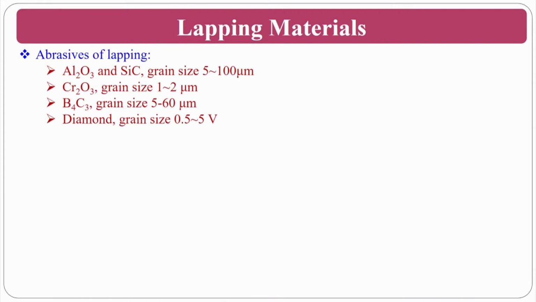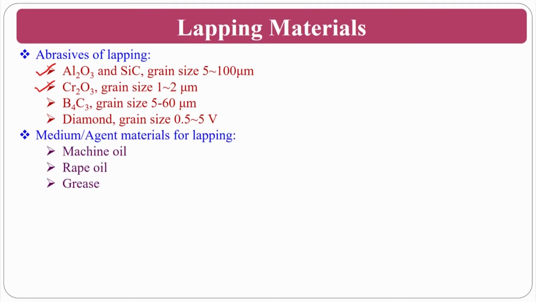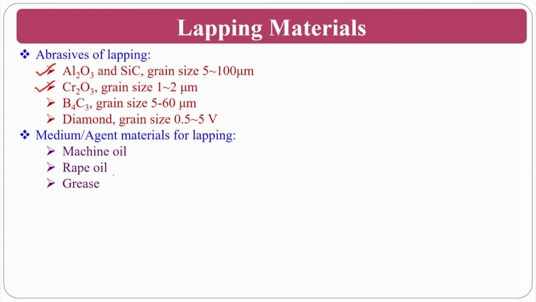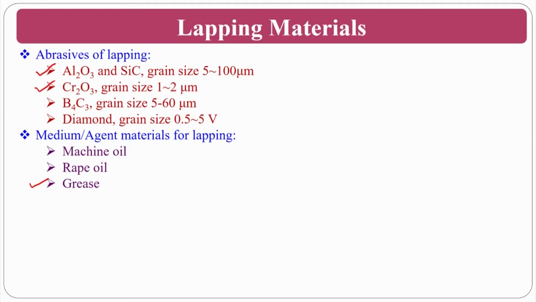So lapping materials: if you see the lapping abrasive types, normally the abrasive types are like alumina, chromium oxide, boron nitride, boron carbide, diamond. These are the commonly used abrasives in the lapping process. The medium, that is the carrier medium, like machining oil, rape oil, grease. Mostly people will use grease if material removal needs to be more. If the material removal requirement is less, in those circumstances you can go for low viscous liquids.